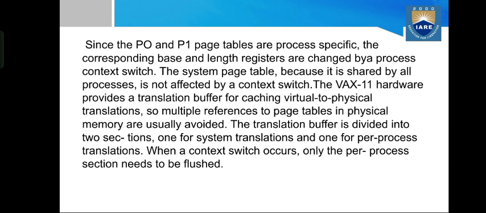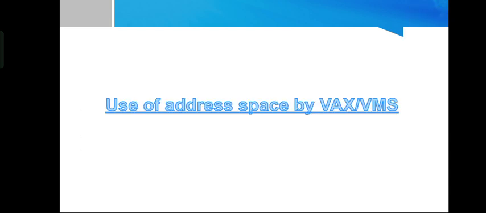The VAX hardware provides a translation buffer for caching the virtual-to-physical translations, so multiple references to a page table in sequential memory references are avoided. The translation buffer is divided into two sections, one for system translations and one for per-process translations. When a context switch occurs, the per-process translations need to be flushed.